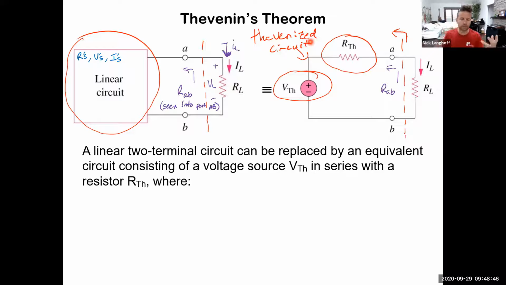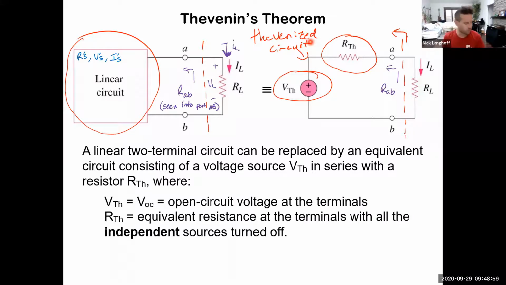Take any linear two-terminal circuit and you can replace it by its equivalent circuit of a voltage source V Thevenin in series with a resistor R Thevenin. Okay, and that's how this is Thevenizing a circuit. How do you Thevenize it? What is V Thevenin? Well, V Thevenin is equal to VOC. OC, we've seen that terminology before. That stands for open circuit. It is the open circuit voltage at the terminals. So if you take the load resistor out and you replace it with an open circuit, what is the voltage across those terminals? The open circuit voltage at the port.